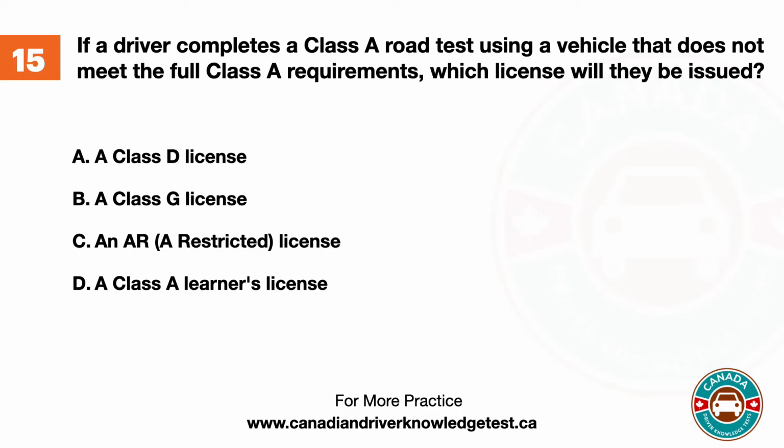Question 15. If a driver completes a Class A road test using a vehicle that does not meet the full Class A requirements, which license will they be issued? A. A Class D license. B. A Class G license. C. An AR, A restricted, license. D. A Class A learner's license. The answer is C. An AR, A restricted, license.